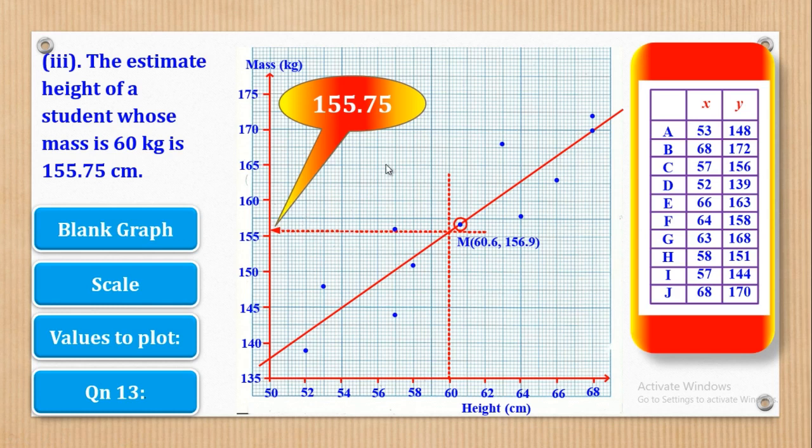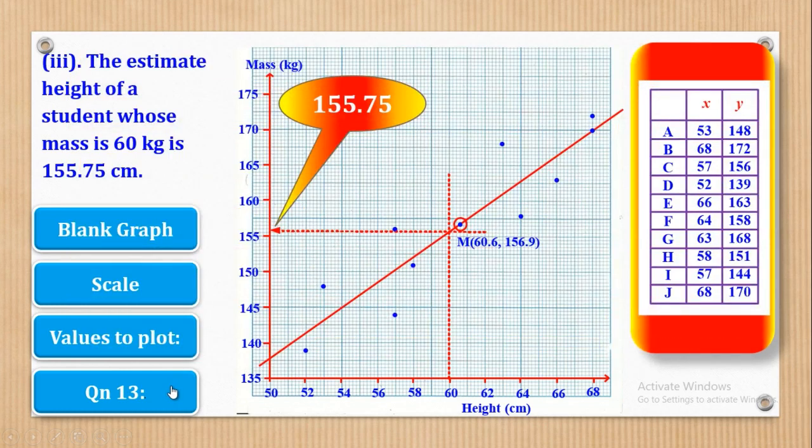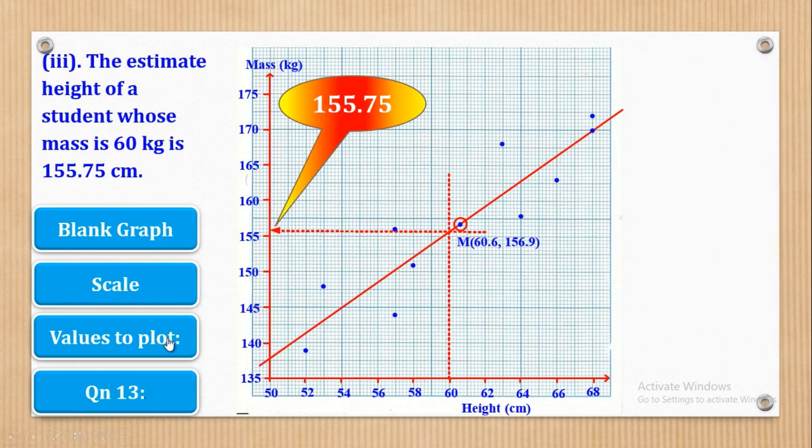Now when you read off that value, it is 155.75. Because that value is 155.75, you come here and conclude that Roman 3, the estimated height of a student whose mass is 60 kilograms, is 155.75 centimeters. We have been able to get the answer for part A, the whole of it, which is 8 marks. Now we are going to part B, which says calculate the rank correlation coefficient for the data and comment on your result. Before we go to part B, let us see how marks can be awarded for part A.